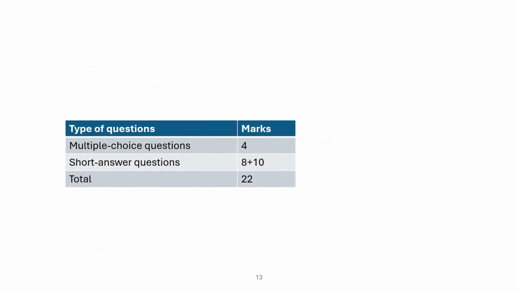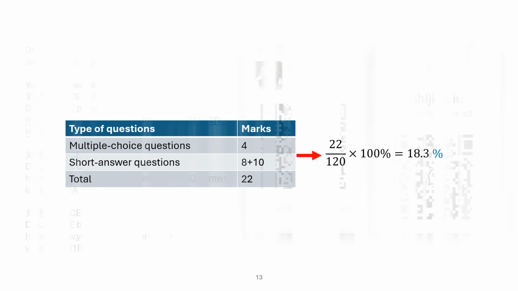In responding to antigens and acquiring immunity, 4 multiple-choice questions are worth 4 marks, and 2 short-answer questions are worth 18. The overall score for this section is 22 marks. With a total possible score of 120 marks, the percentage for this section is 18.3% of the total score.